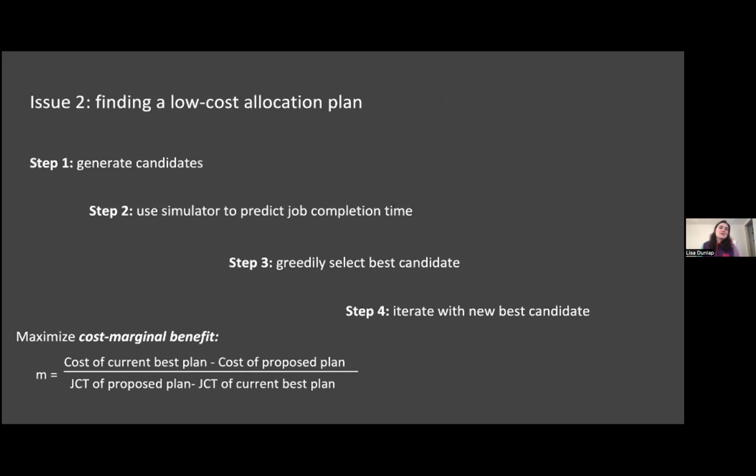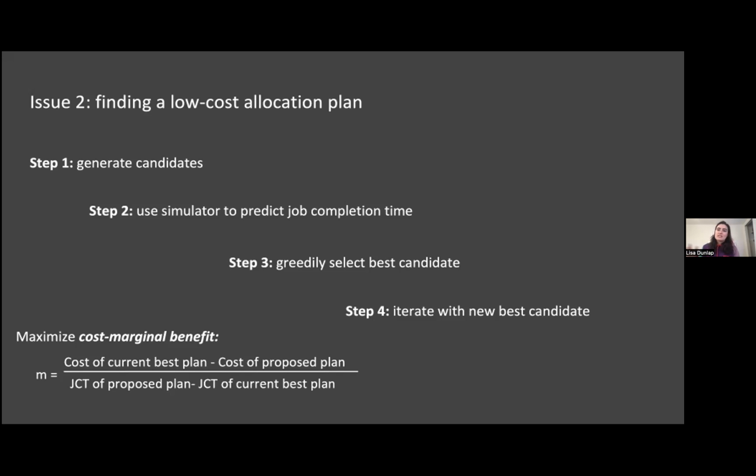All right, so now it's stage 2, which is finding this low cost allocation plan. Now that we've figured out how to best model the performance and cost of a given allocation, we need to find the actual allocation plan that minimizes this cost before a given deadline. So this is where our planner comes in. It's responsible for generating feasible resource allocation plans that minimize the predicted execution cost.